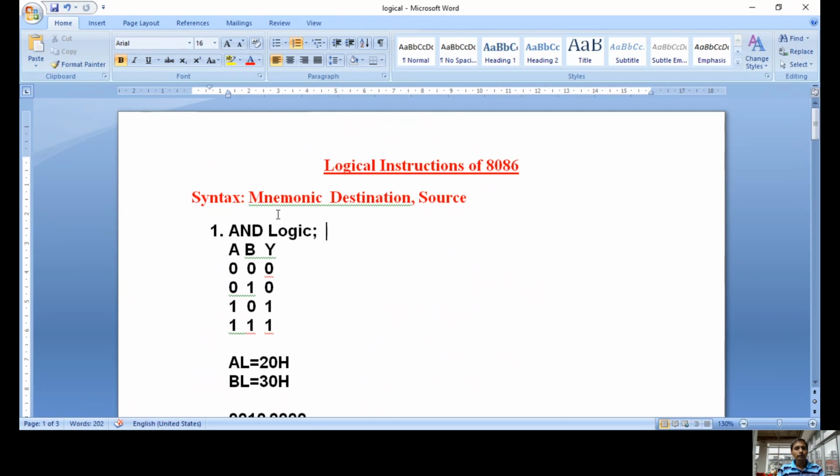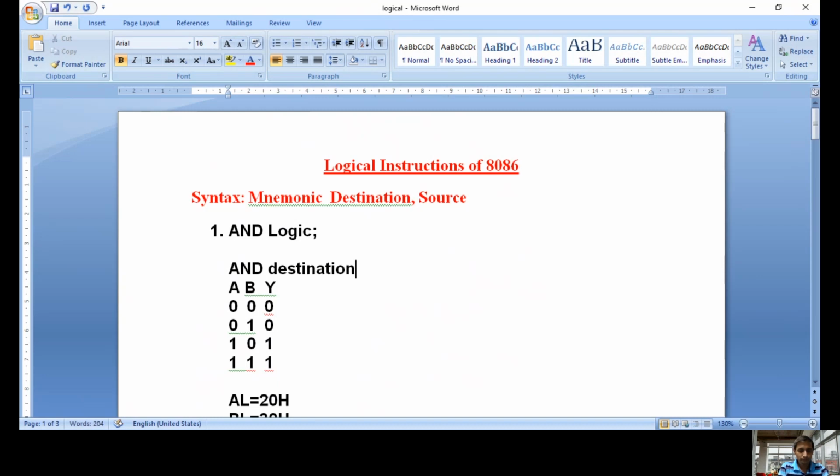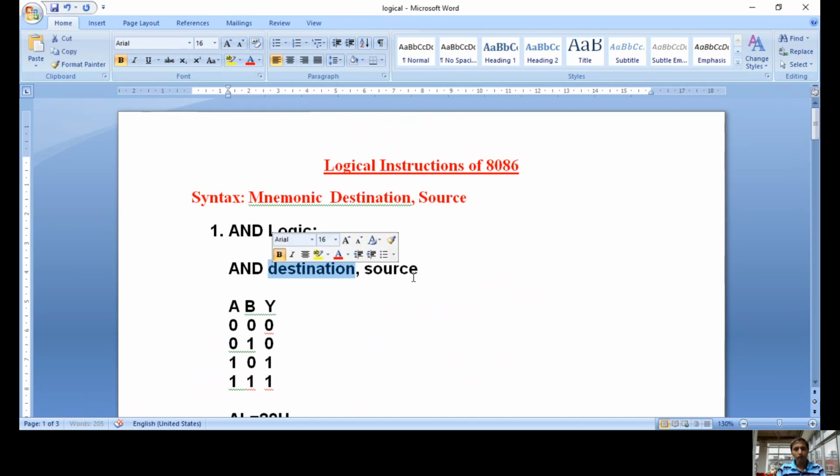In AND logic, the mnemonic is AND. Here the source content performs an AND operation with the destination content and the result is stored in the destination. That's the actual syntax. The syntax is AND space destination comma source. Here the destination may be a register or memory location, and the source may be a register or memory location.